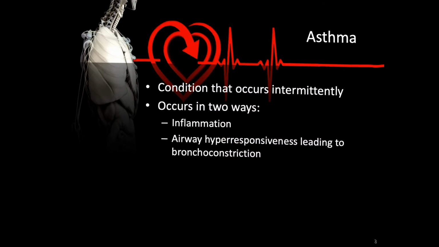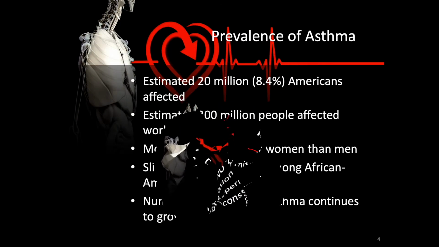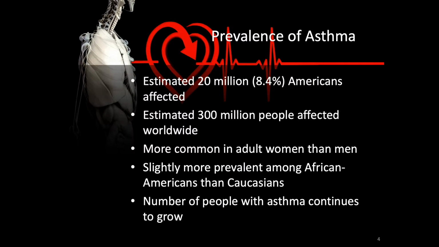In fact, at least 3,600 deaths from acute asthma occur in the United States every year, according to the CDC in 2015. An estimated 20 million, that is 8.4% of all Americans, are affected, and it may affect up to 300 million people worldwide. It tends to be more common in adult women than in adult men. It is slightly more prevalent among African Americans than in Caucasians, and the number of people with asthma continues to grow every year.